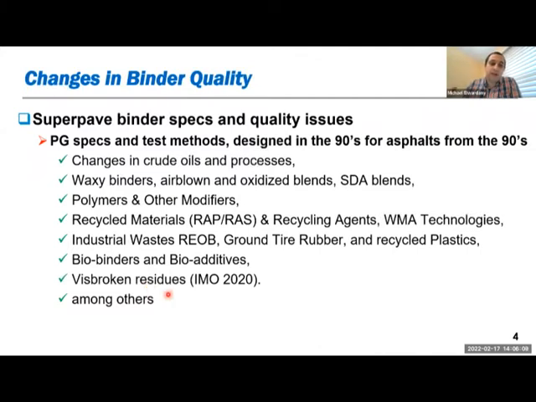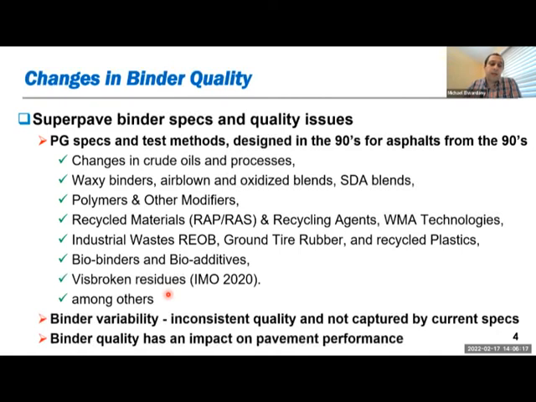So as you can see, there are many different developments, opportunities and challenges that are taking place in the asphalt market. And this caused binder variability, which also led to inconsistency in the quality, and it's not necessarily captured by the current specification framework. So there is a need to find or propose some changes to the current specifications in order to address these factors. And of course, this binder quality affected the pavement performance.